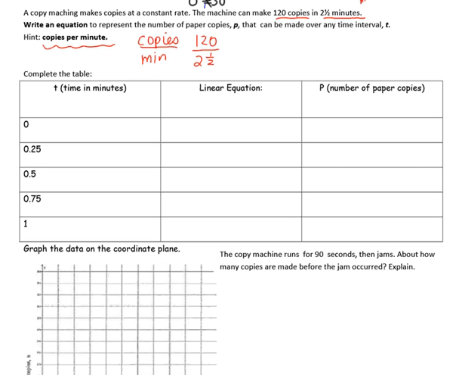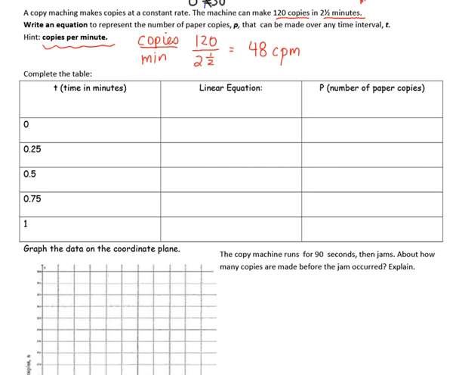You can leave this as a complex fraction if you would like to, but since you're going to be using it in an equation, it's better to do the division and change it to a decimal. So we have 120 divided by 2.5, and that equals 48. And so we have 48 copies per minute.